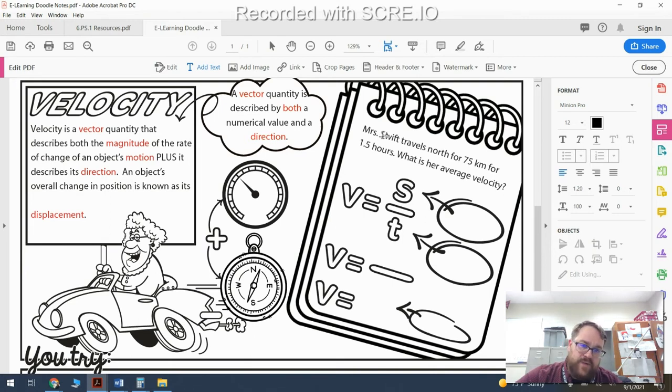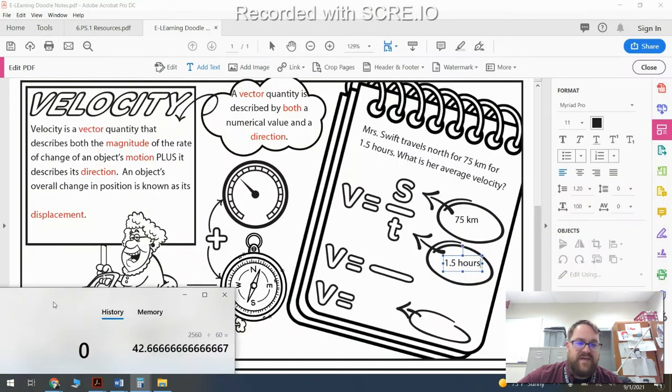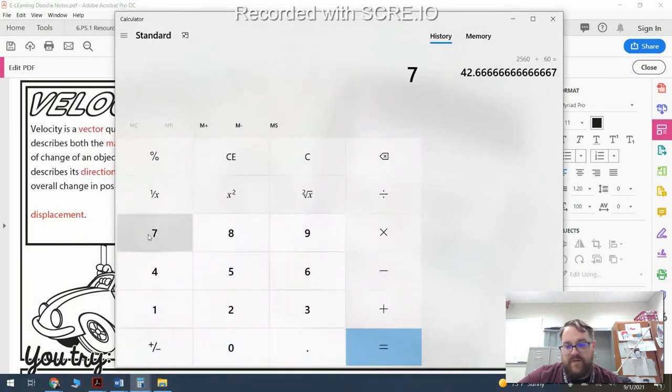And here, Mrs. Swift travels north for 75 kilometers for 1.5 hours. What is her average velocity? Okay, so we got 75 kilometers for her displacement. Put that right there. And we've got 1.5 hours for her time. So velocity equals displacement divided by time. Let's get our calculator out again. We had what? 75 divided by 1.5.